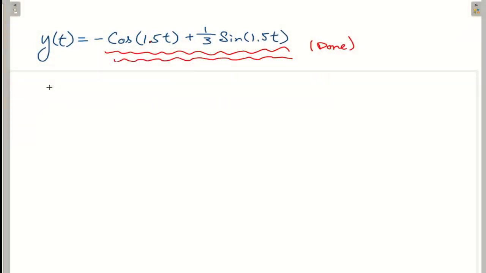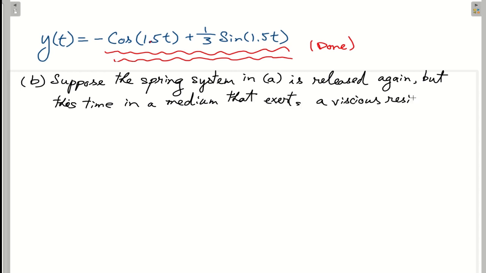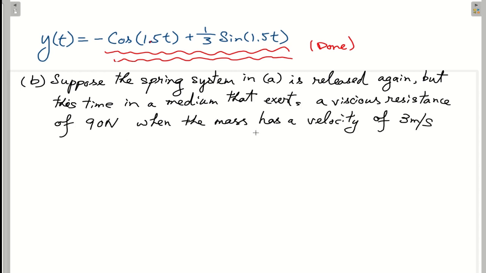We now extend the question. Suppose that the spring system in A is released again, but this time in a medium that exerts a viscous resistance of 90 Newton when the mass has a velocity of 3 meters per second. So it's actually a damping system.